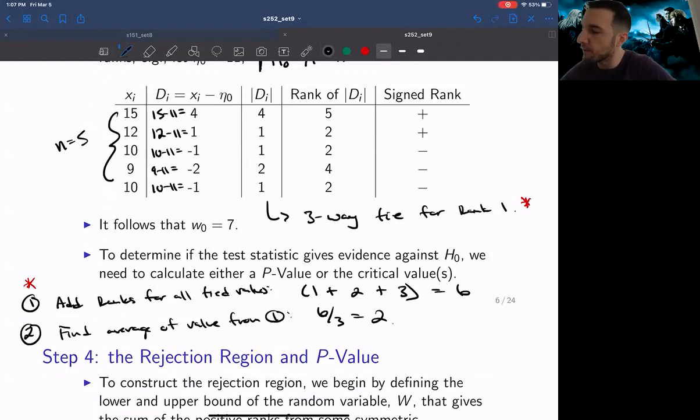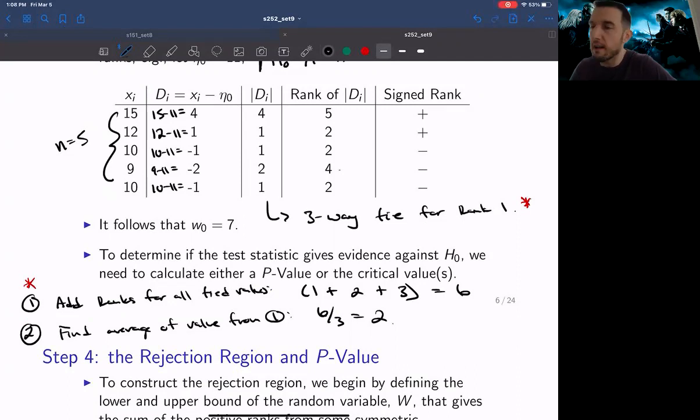So that's why in the 4th column, where we have rank of absolute di, we have 2, 2, 2, 4, 5. Okay. So whenever we have a tie in absolute distance, we have to break the tie. The way we break the tie is by adding the ranks that could be assigned to the tie values and then taking the average of that.